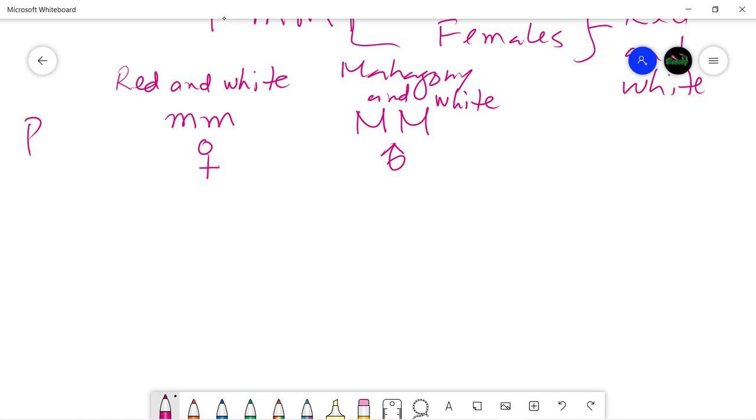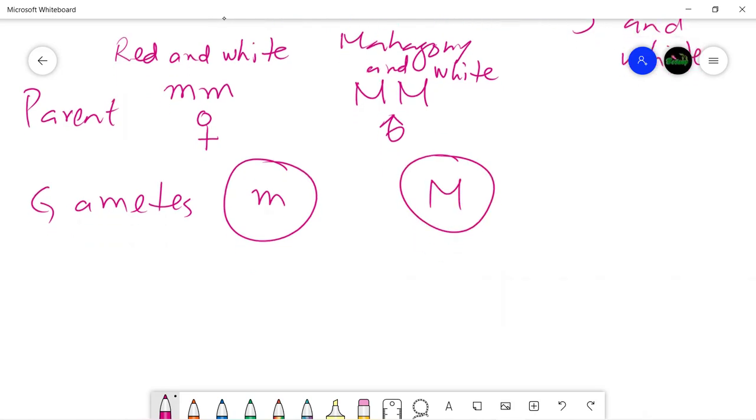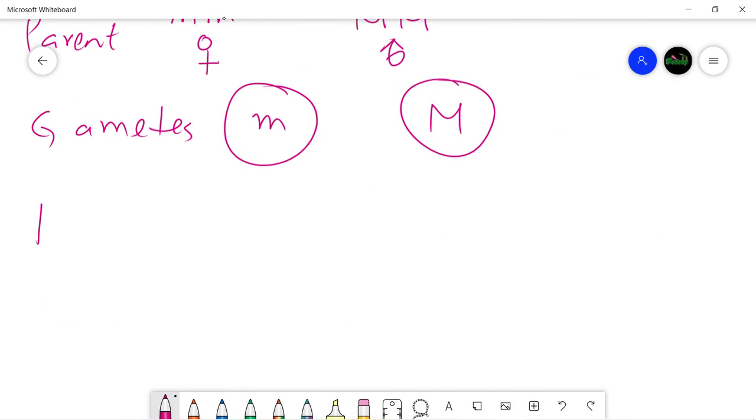These are the parents, and the gametes will be like this. So lowercase m in case of female eggs, and sperms in case of male will carry the uppercase M. So in F1, we'll get Mm.